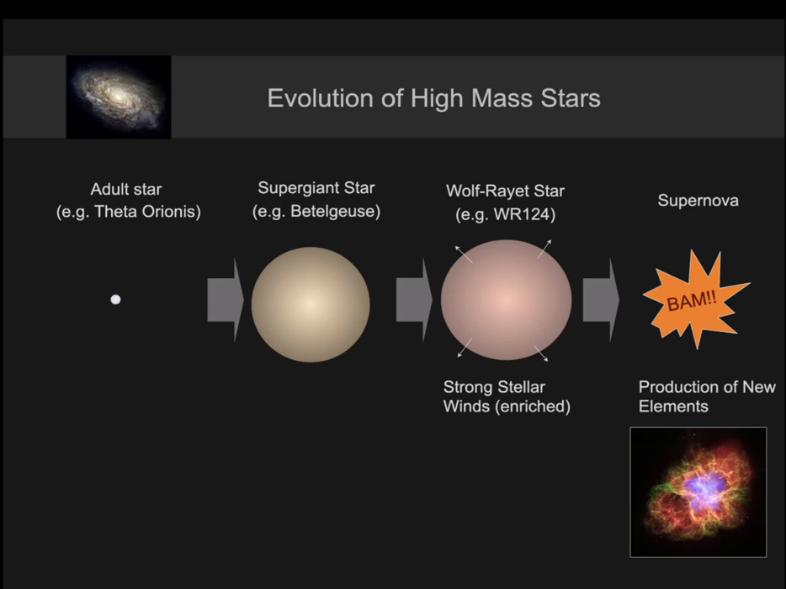And then eventually, the core of the star will undergo a supernova explosion. The star will collapse in on itself and then explode outward and blow itself apart. The thing that will be left over is either a neutron star or a black hole, or sometimes it just completely rips itself apart and there's nothing left.